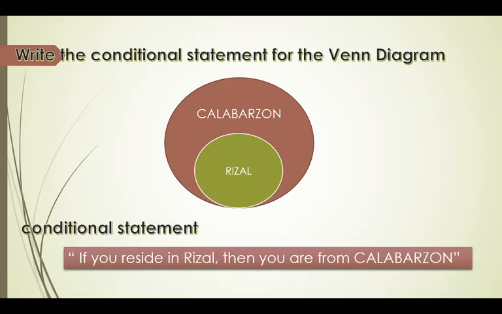So, let us take a look at the answer. If you reside in Rizal, then you are from Calabarzon. Kung ikaw ay nakatira sa Rizal, ito yung Rizal, then you are from Calabarzon because sakop ng Calabarzon ang Rizal. O, diba? Now, can you cite another conditional statement based from this Venn diagram? So, kung may naiisip pa kayong related at pwedeng conditional statement gamit ang Venn diagram na to, pwede nyong i-take down notes sa inyong papel. Alright?